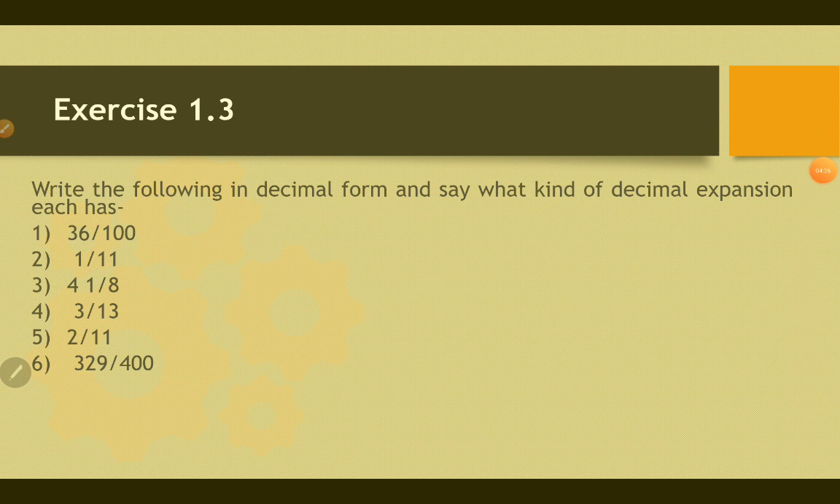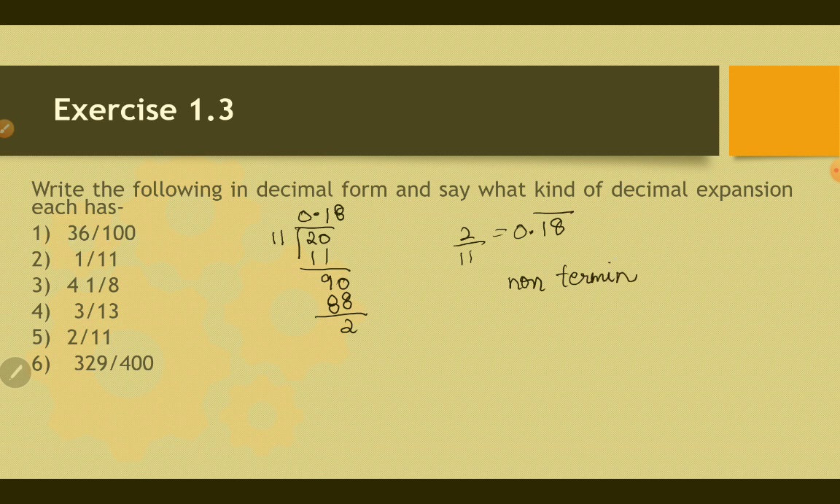Next question is 2 by 11. So 11 outside, 2 inside. So 0.20, 11 ones are 11, 9, 0, 8s are 88, 2. We started with 2 and it's again 2. Hence, 2 by 11 can be written as 0.18 bar. Hence, this type of decimal is non-terminating, repeating.